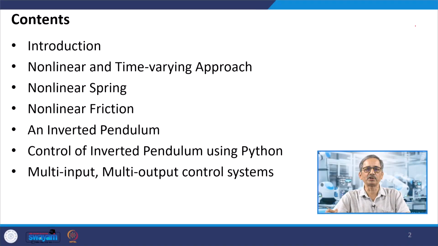In today's lecture, we are going to see the ways by which we can control such a manipulator. Here I will introduce the topic to you, then we will see the nonlinear and time varying approach. The nonlinearity could be because of the spring, because of the friction. We will be seeing an example of an inverted pendulum, which is a single degree of freedom manipulator, and then we will see the control of the inverted pendulum using Python. Then we will try to understand the multi-input, multi-output control system, because a robot consists of multiple joints. So how can we treat that multi-input, multi-output control system?